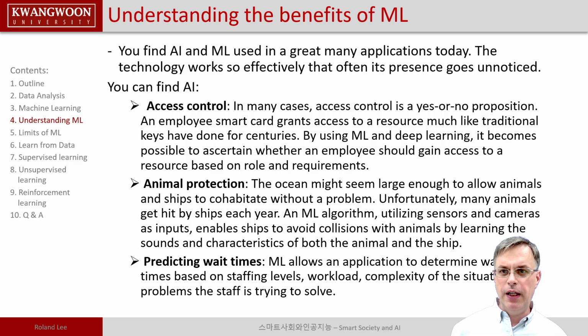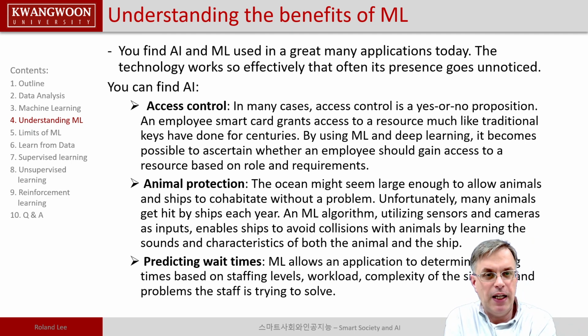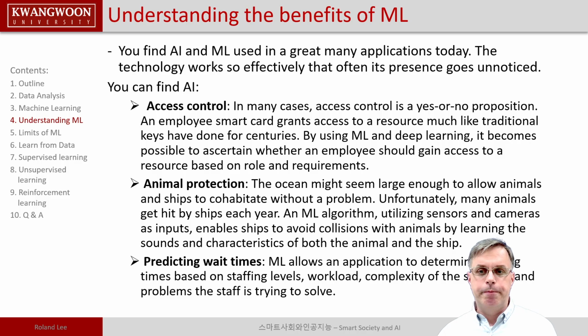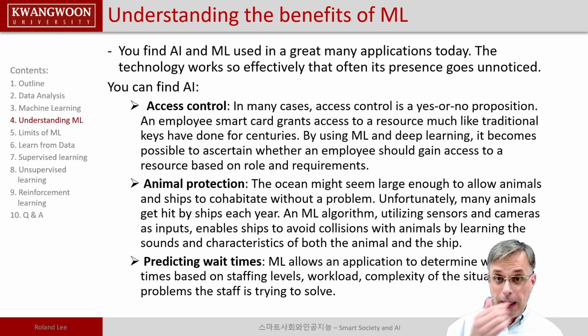So you find machine learning and AI used in a great number of applications today. The technology works so effectively that often its presence goes unnoticed anymore, so you don't see it. In fact, you might be surprised to find that many devices in your home already incorporate both technologies, so AI and machine learning. Both technologies appear in your car and the workplace as well.